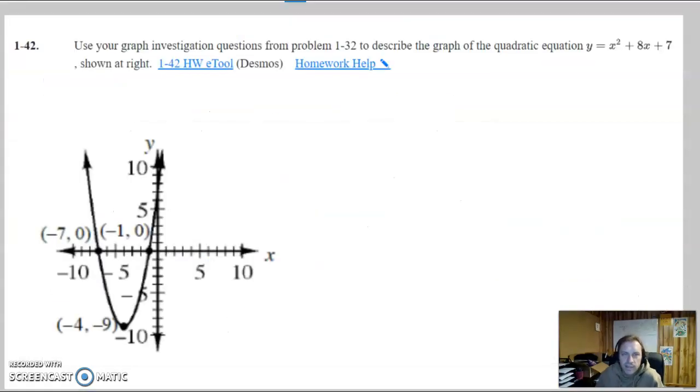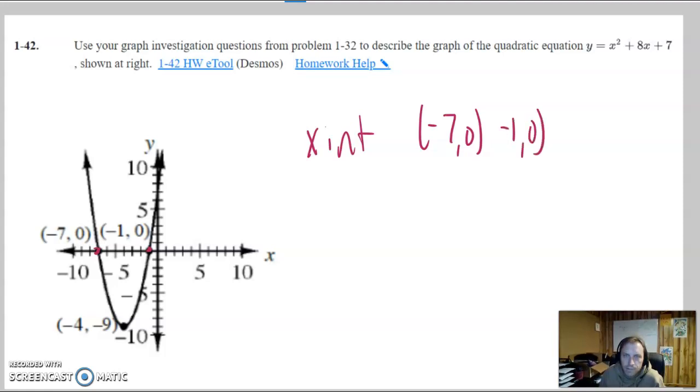So when we're looking at this, we need to find out what my x-intercepts are. If we look on this x-axis right here, we'd say, oh, it's hitting right here, it's hitting right here. And remember, our x-intercepts are always going to be when our y values are 0. So I have x-intercepts of -7, 0, and -1, 0. My y-intercept is where it crosses the y-axis. And if I follow this right up here, it looks like it's crossing right about here. And that's when x equals 0.